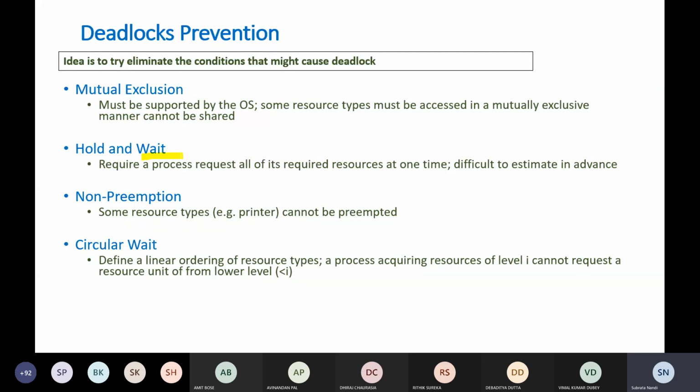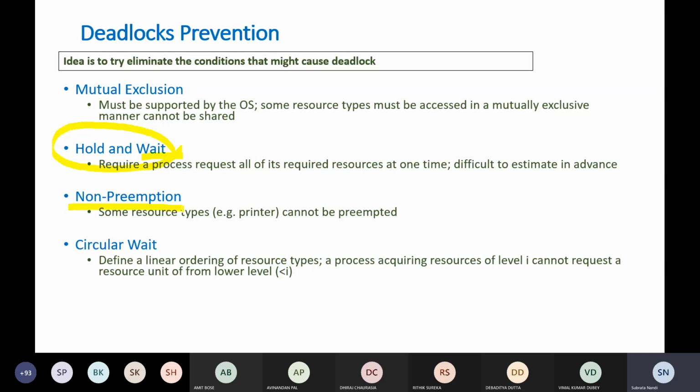Hold and wait: you are holding something and you are waiting for something. Now how to eliminate that? The only possibility is if you can guess your requirement prior to the process starting, only then can you request everything at once, hold it and use it. So while holding something, I should not need to wait for something. This is also very tricky, because for this you need to know your requirement well in advance.